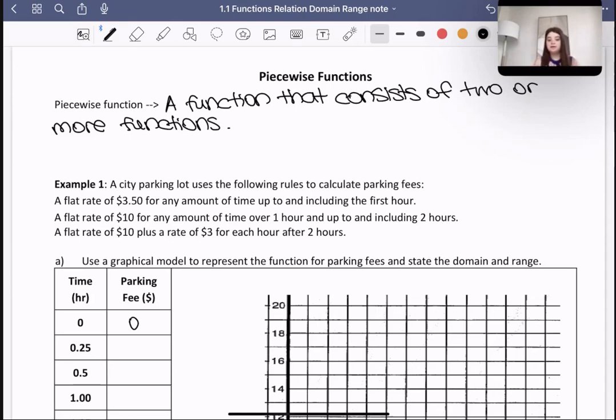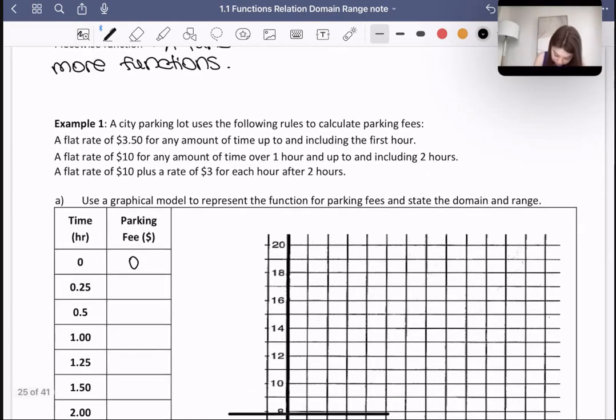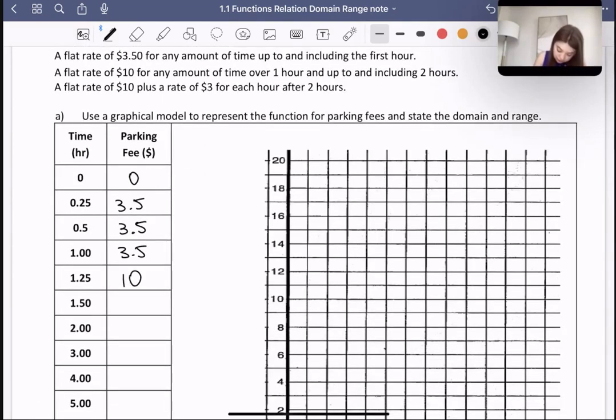But if you park for up to 15 minutes, so a quarter of an hour, it costs $3.50. Same if you park for half an hour, $3.50. If you park for 1 hour, it's also $3.50. Then it says a flat rate of $10 for any amount of time over 1 hour and up to and including 2 hours. Okay, so it's $10 if you parked for an hour and 15 minutes. Same if you parked for an hour and a half or 2 hours, it's $10.